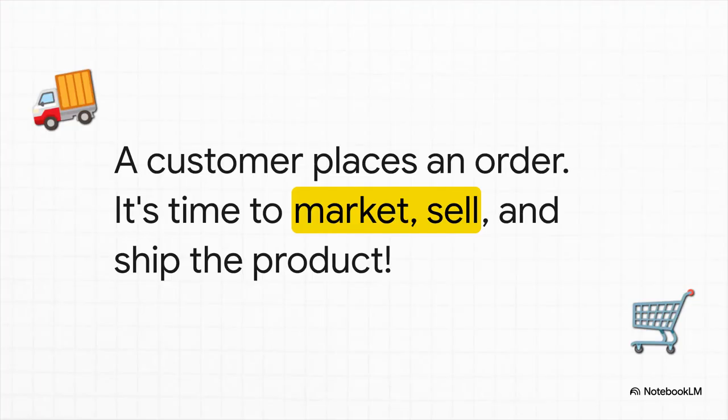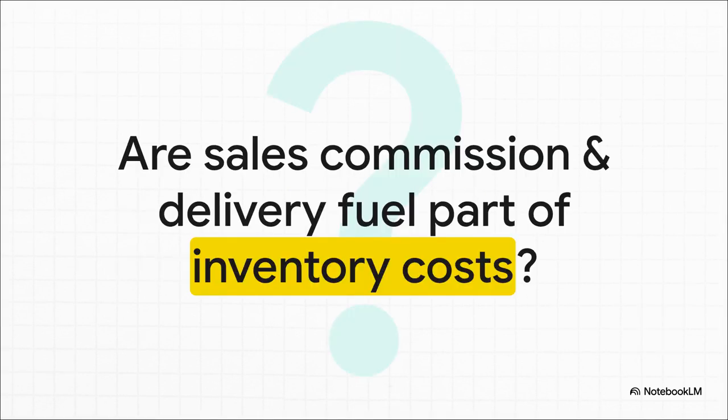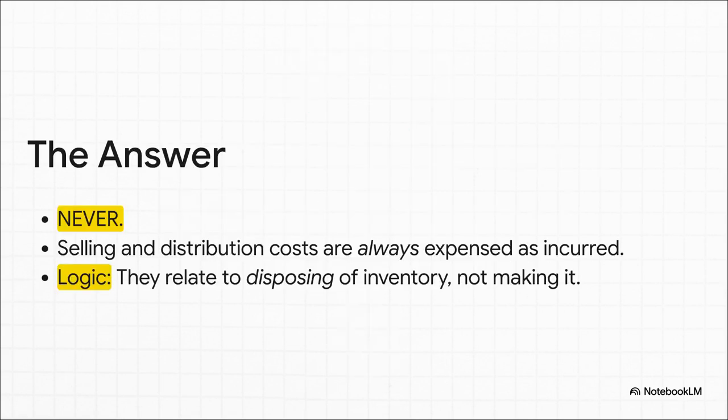Boom, a customer just clicked add to cart and checked out. Instantly, a whole chain of events kicks off. Marketing emails fly out, the sales team gets their commission alerts, and someone in shipping is taping up a box. So what about all of those costs? The fuel for the delivery truck, the salary for the sales team, the money you spent on that TikTok ad campaign that went viral? Do these count as inventory costs? This is the easiest one to remember. The answer is never. Not even a little bit. Selling and distribution costs are always expensed.